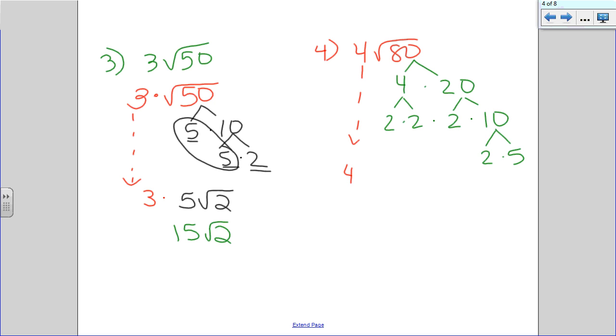So ladies and gentlemen, I see a pair of 2's here that we got from the 4, and that makes sense because the square root of 4 is 2. So we knew we should have a pair of 2's there. Is there anything else I can circle up or pair up? The 2 and the 2. Good job.